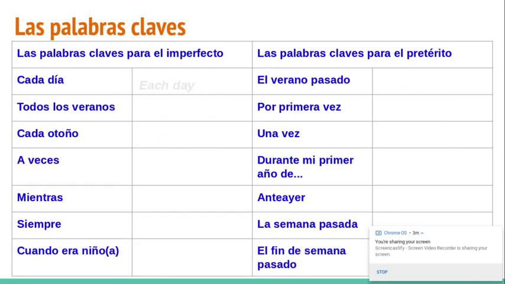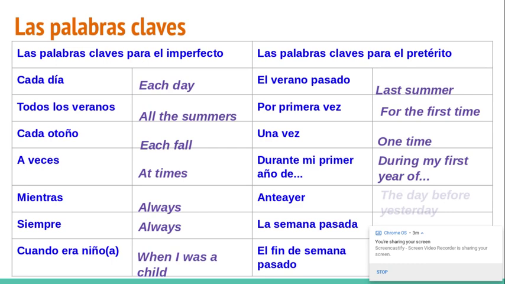If we continue on, we have some more keywords for the preterite and the imperfect. Each day, cada día, mientras, always, siempre, always. I'm sorry, mientras means while. I have to correct that. So again, these words are telling us that something happened in the past, but we don't know exactly when. Where if we flip to the right side, el verano pasado, last summer. Durante mi primer año de, during my first year of, una vez, one time, telling us either at one time or at a specific time something took place.